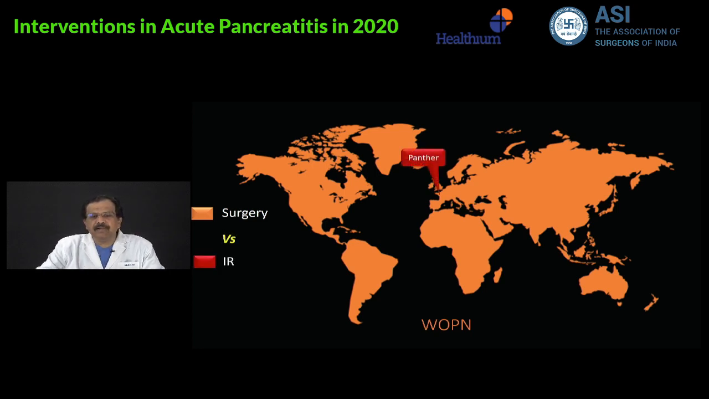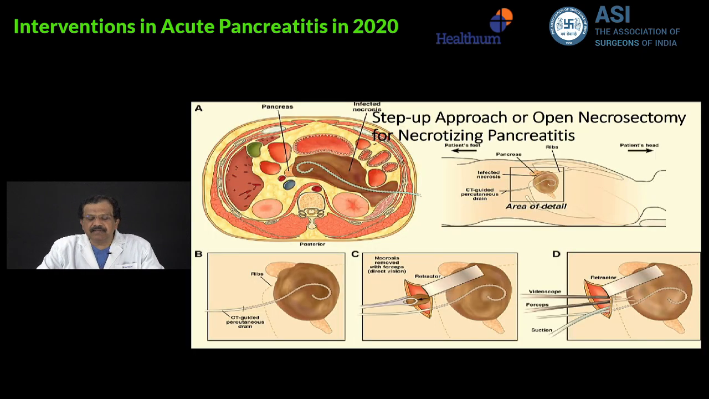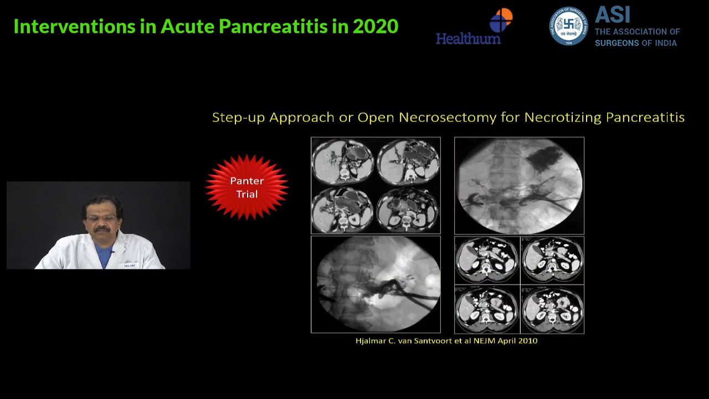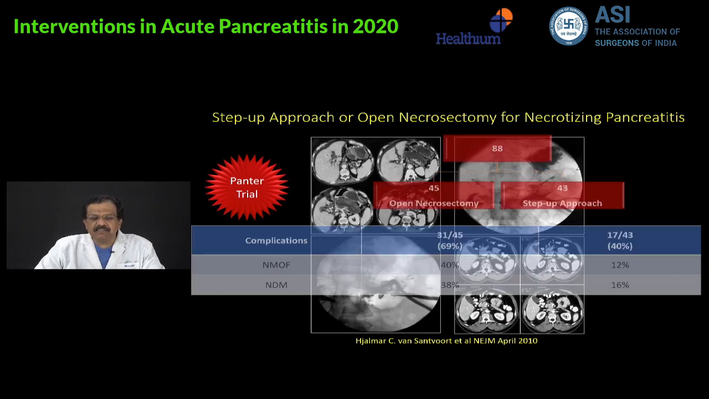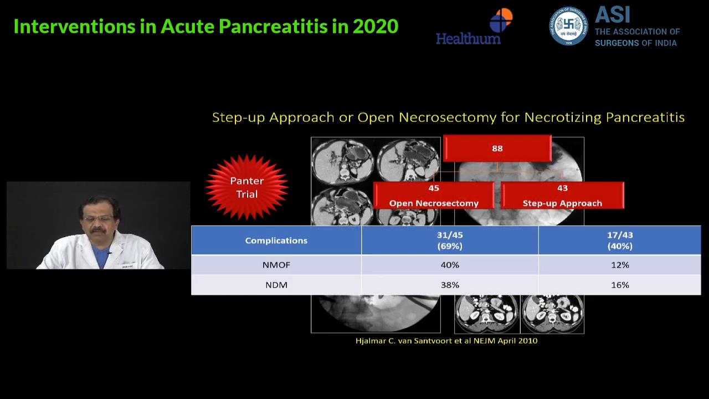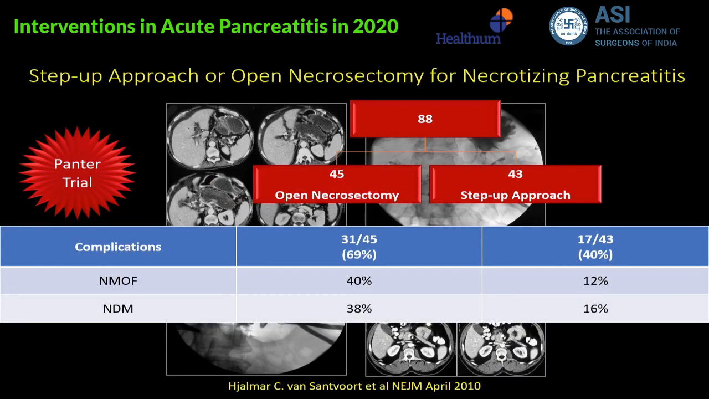Now in 2020, we have this paper which was published, a step-up approach, the PANTER trial, published in NEJM, which showed a step-up approach, in the sense you put a pigtail catheter, drain it, and subsequently you do a small incision, and then you do a video-assisted necrosectomy. So this step-up approach, which was published in 2010 in NEJM, you can see this is the PANTER trial, and this is a very small series that compared open necrosectomy with the step-up approach, and they concluded that step-up approach is absolutely superior to conventional open necrosectomy.